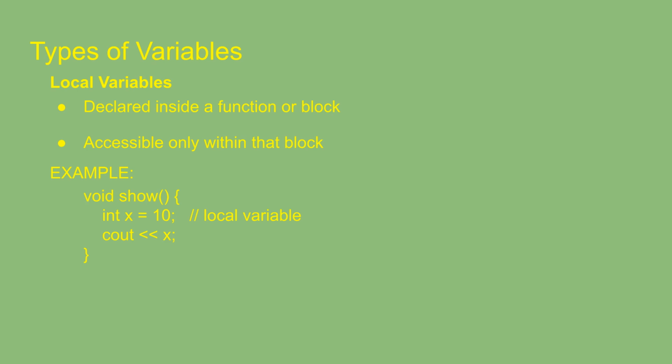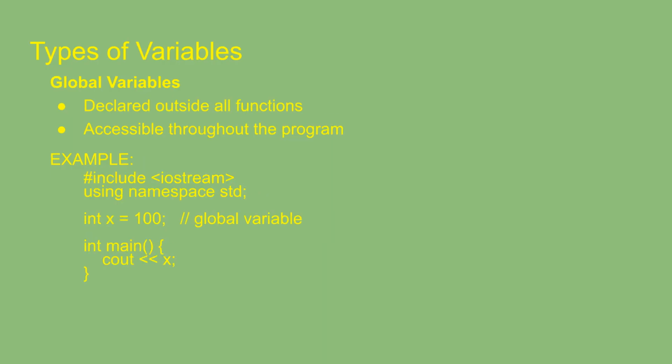One type of variable is the local variable, which is declared inside a function block and is accessible only within that block, as shown in the show function example. Global variables are declared outside all functions and are accessible throughout the entire program. The example shows an integer x defined globally.